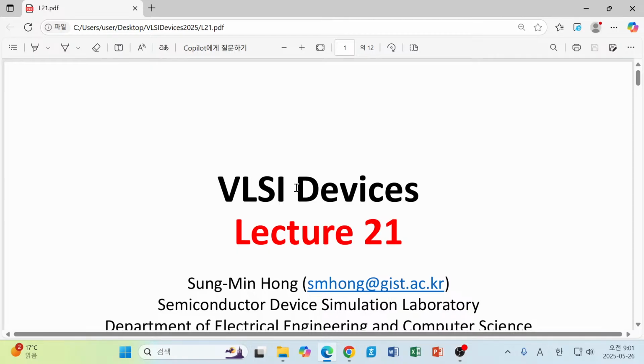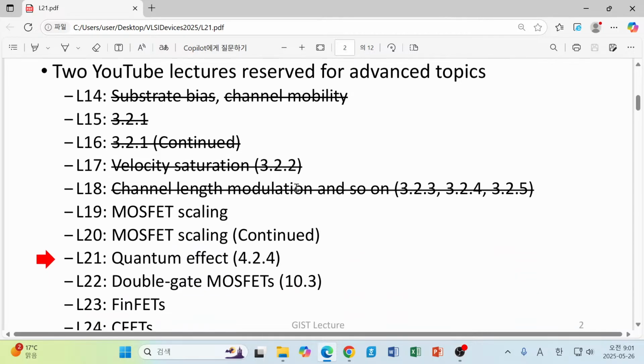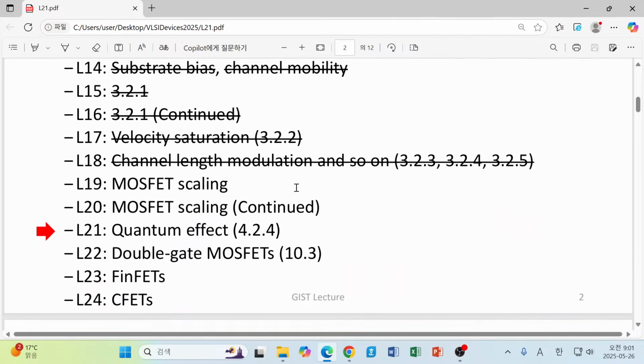Okay, so this is lecture 21. This is the lecture progress. So we are at lecture 21, and currently the coverage is around lecture 19.